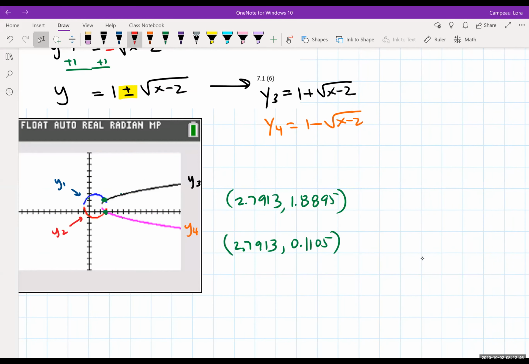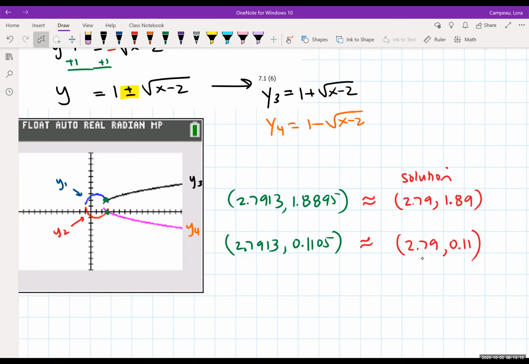Take our answers. We're going to round them. There's 2 solutions to this particular system of equations. This is going to be 2.79 and 1.89. And the other solution rounds again to 2.79 and 0.11. So take your pick. I kind of like the visual from the system of equations to help me out with finding the answer.